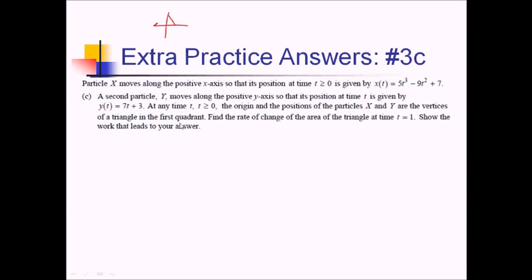In general, area of a triangle is 1/2 base times height. The base in this case is just x of t. It's this horizontal distance. The height is y of t, this vertical distance. So we can write that the area at time t equals 1/2 x of t times y of t. And we need to essentially take the derivative of all of this and then plug in 1 for t to get this a prime of t value.